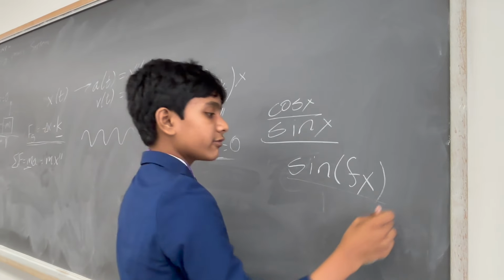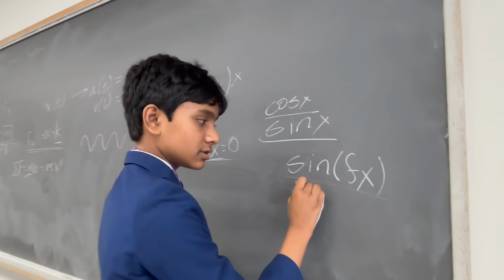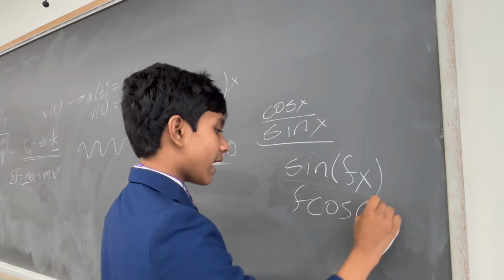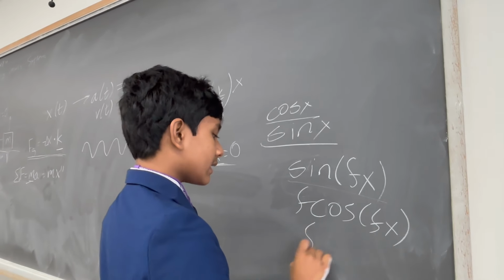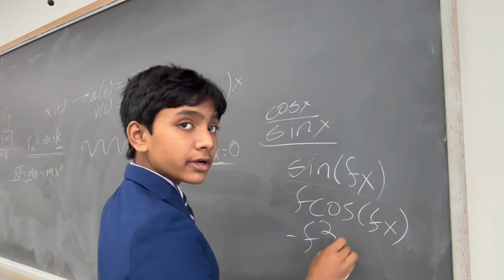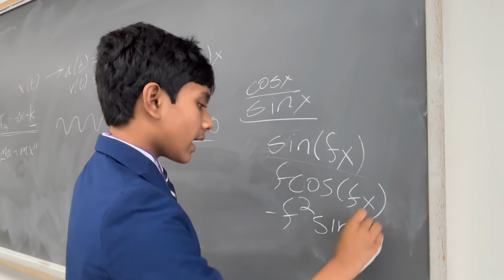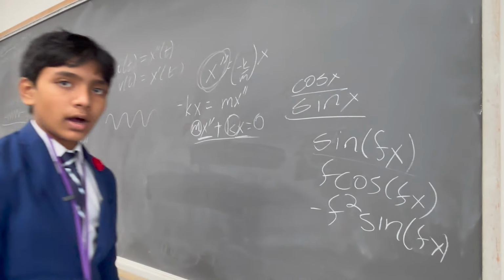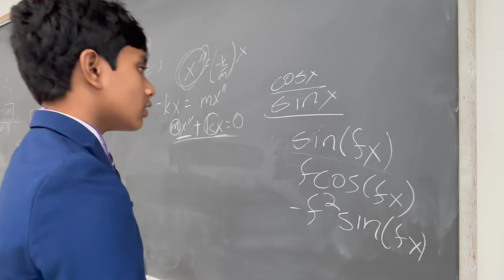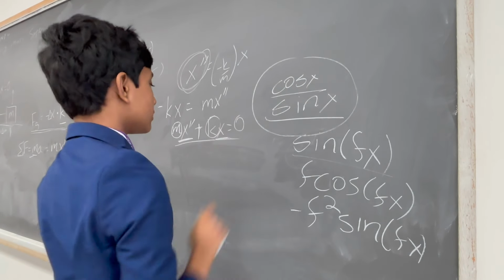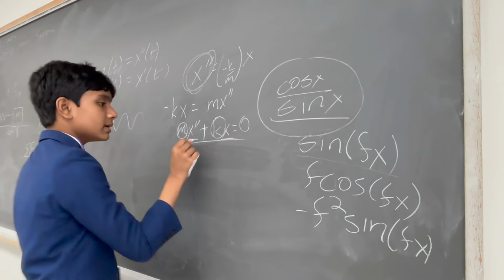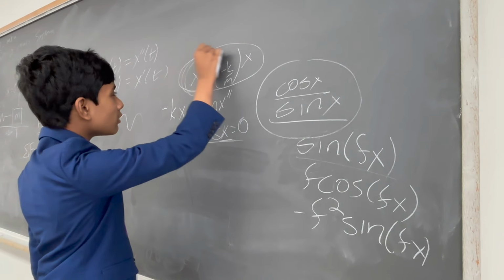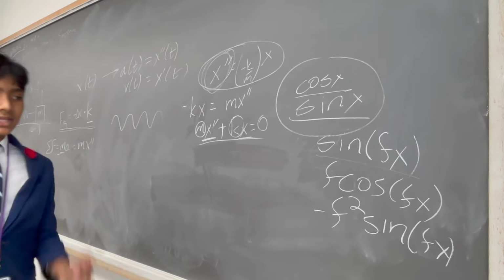If we take the double derivative of this, what does it give us? f cosine fx and minus f squared, in fact, sine fx. And the same thing if we swap cosine for sine. So these two are going to be our critical functions. mx'' plus kx is equal to 0. So essentially, we want to find a function that satisfies this relation.